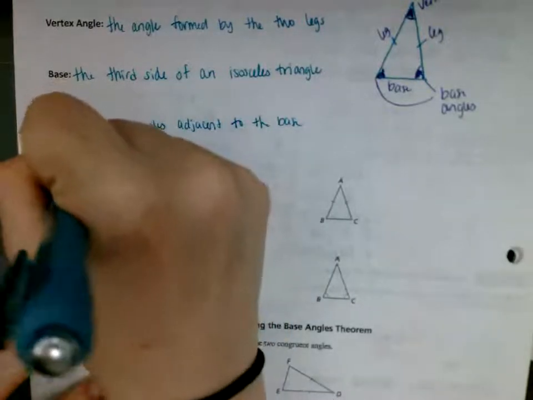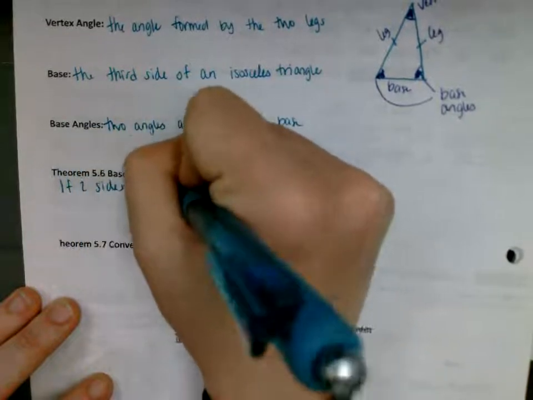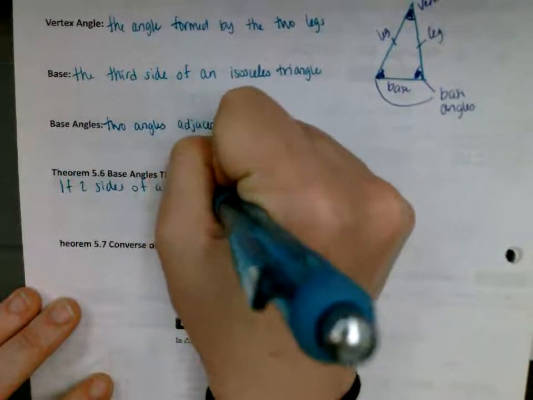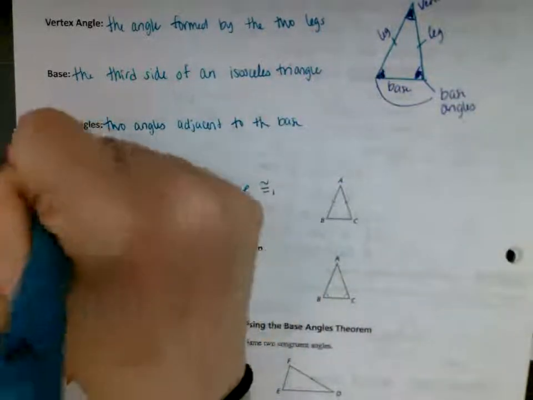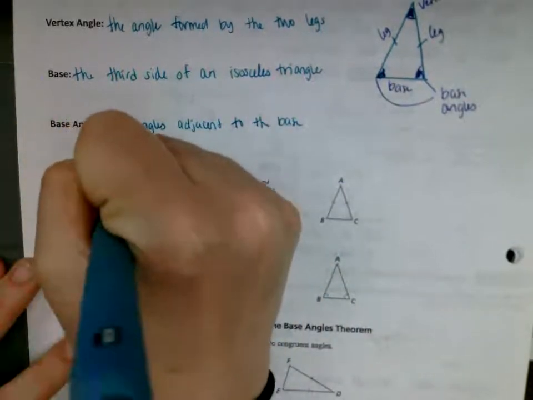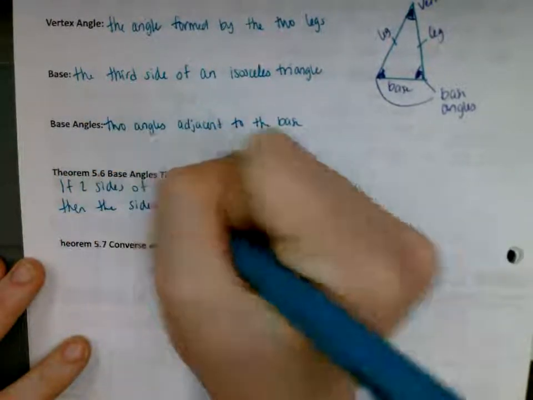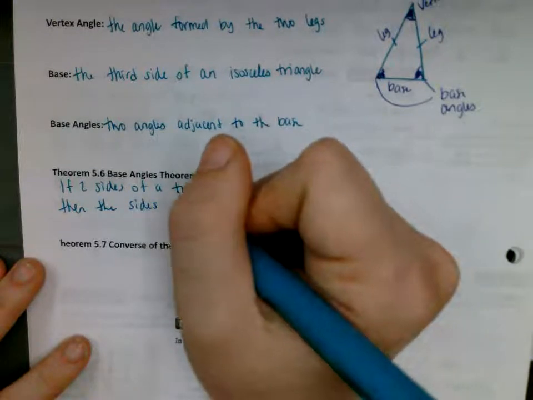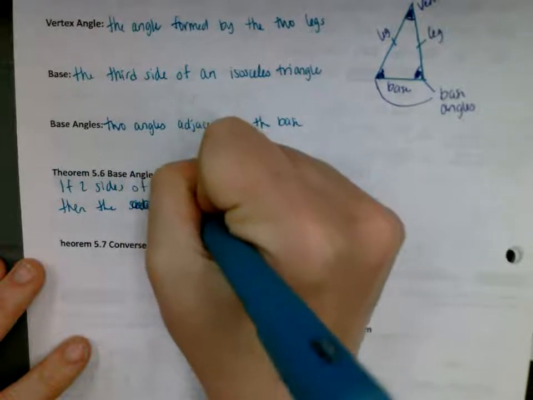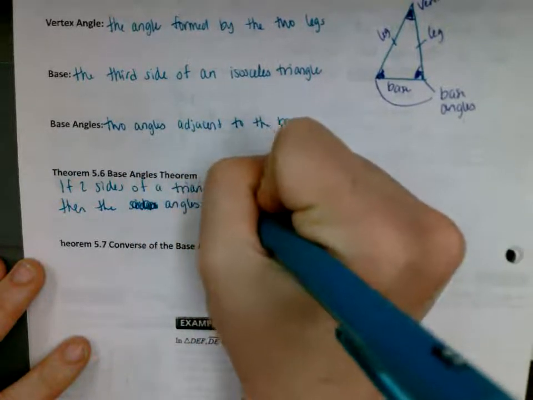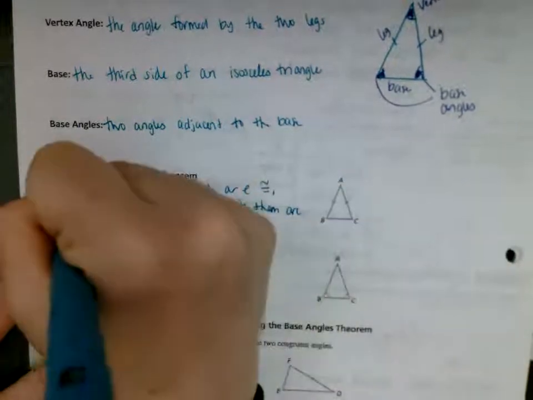We have if two sides of a triangle are congruent, then the angles, got too far ahead of myself. Then the angles opposite them are congruent.